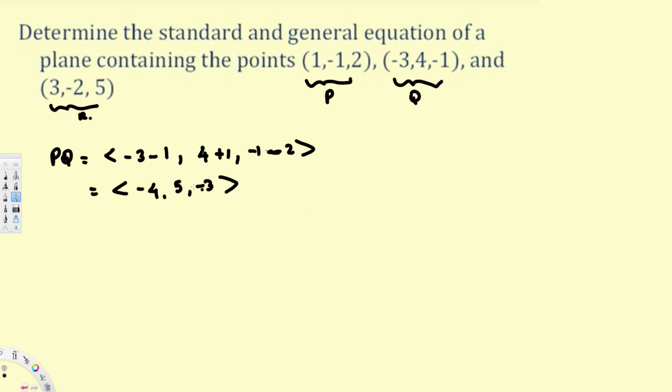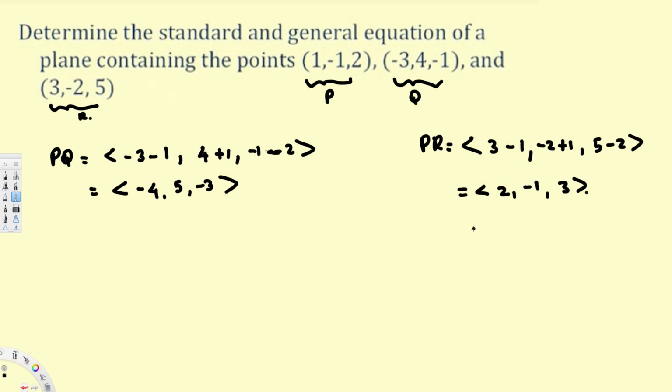This is one of our component vectors, actually the component form of a vector. And then we have to find PR. Again, we subtract P from R. R's value is 3 minus P, that's 1, and then -2 minus -1, that's -2 plus 1, and 5 minus 2. This is going to become 2 minus 1 and 3. And now we have found the two component form vectors.